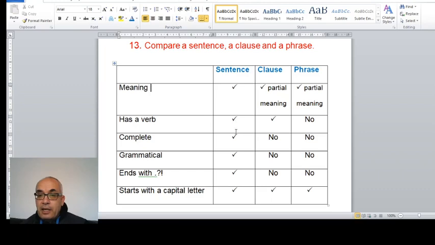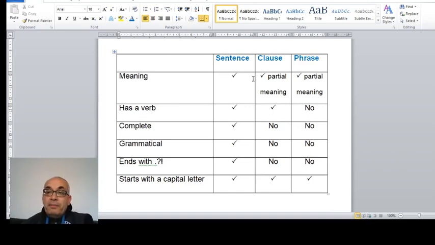Is the sentence complete? Yes, it is complete. Is the clause complete? No, the clause is not complete. What about the phrase? It's not complete. Is a sentence grammatical? Yes, it is grammatical. Is a clause grammatical? No. Why is a clause not grammatical? Because it is not complete. Is a phrase grammatical? Again, it's not grammatical because it doesn't give meaning. It has no meaning. It's not grammatical.